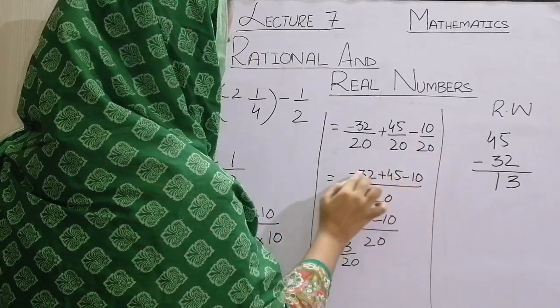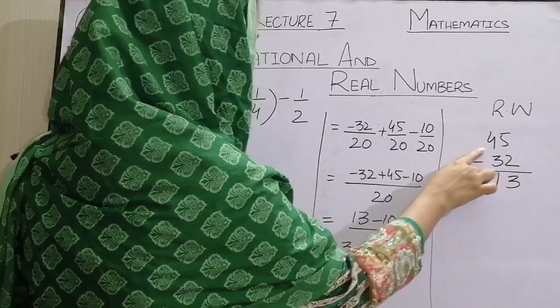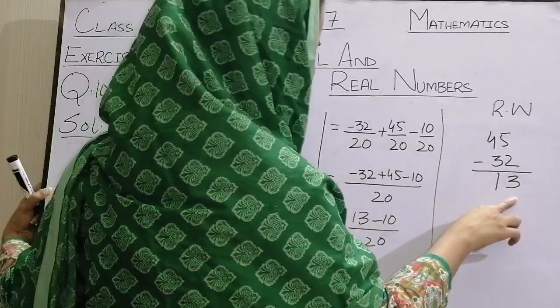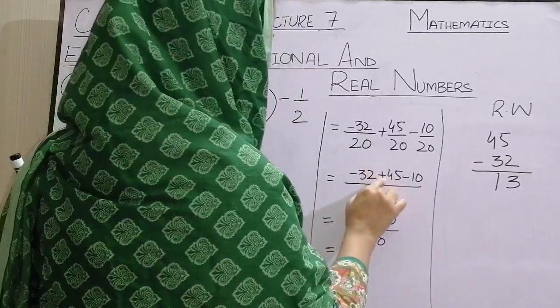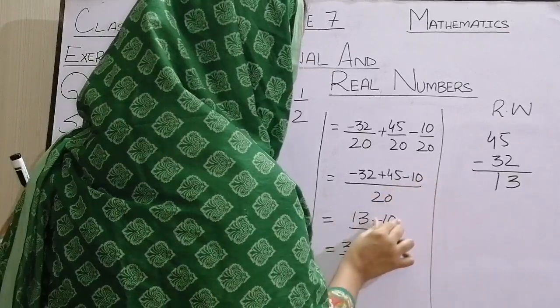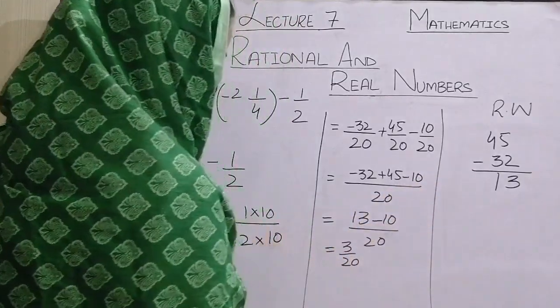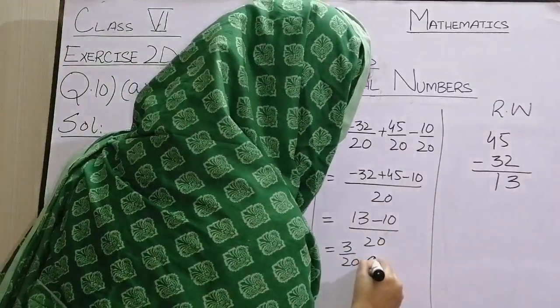Solve these two first. Both of these have different signs with them, so we will subtract them in rough work. 45 minus 32 is 13. And the bigger number has a positive sign with it, so 13 would be positive. Minus 10 as it is. 13 minus 10 is 3. So 3 over 20 is our answer.